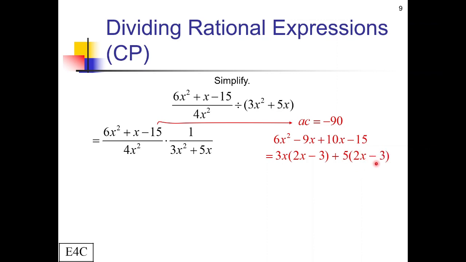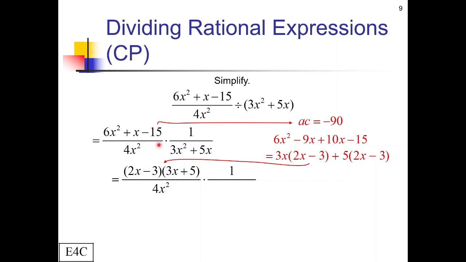2x and minus 3. Just going back to my original fraction now, this 2x minus 3 can come out as a common factor up here, and we have a 3x plus 5 as the other parentheses. So that's most of what we needed to do with factoring. We do have to factor the lower right, though.